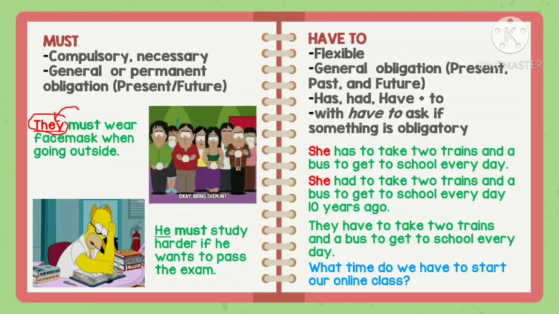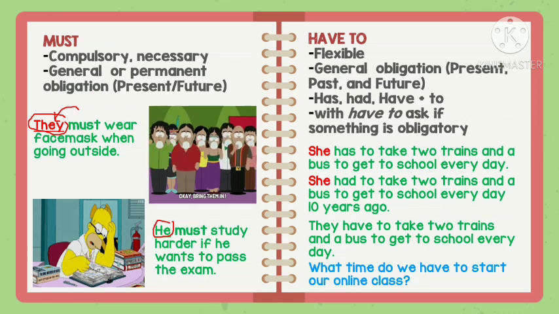On the other hand, on the second sentence, he must study harder if he wants to pass the exam. The speaker is actually obliging the subject, he, to study harder if he wants to pass the exam. The subject doesn't have any other option but to follow, probably because he might fail the exam if hindi siya nag-aral ng mabuti. Have to.